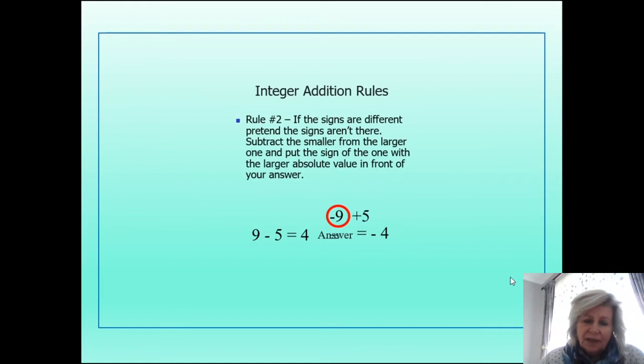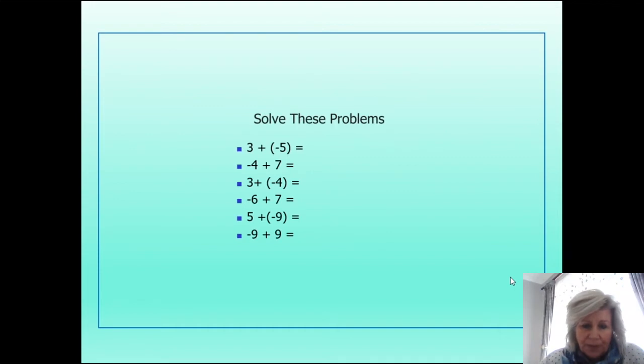Then, integer addition rules. If the signs are different, pretend the signs are not there. Subtract the smaller from the larger one. Put the sign of the one with the larger absolute value in front of your answer. So -9 plus 5, you take the 9 minus 5 is 4. What is the absolute value? The biggest number is 9, which means -4.